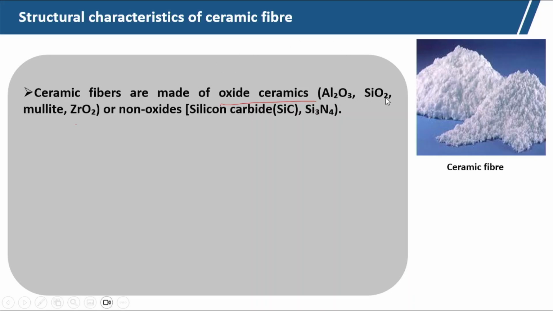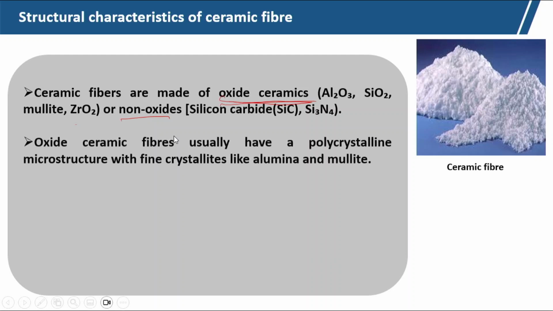These are the aluminum oxide, silicon dioxide. So these are the oxide ceramics, and also organic ceramics are there, and also non-oxide ceramics like silicon carbide. These are not oxide ceramics. Oxide ceramic fibers usually have a polycrystalline microstructure with fine crystalline phases like alumina and mullite.